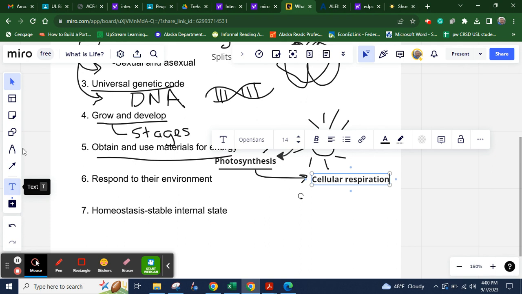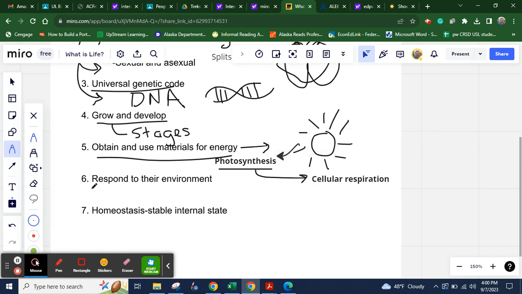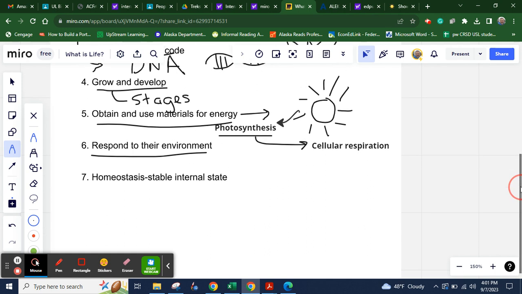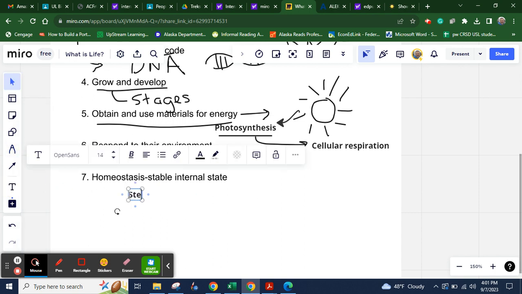And then also living things can respond to their environment. So if things change, if something's happening to them and they're in danger, they can respond to that. Okay. And then the last one is, and we'll look at these in more detail as we go, homeostasis. And this is a steady state. So your body keeps things steady. Some animals do it better than others. Humans are just amazing at this.